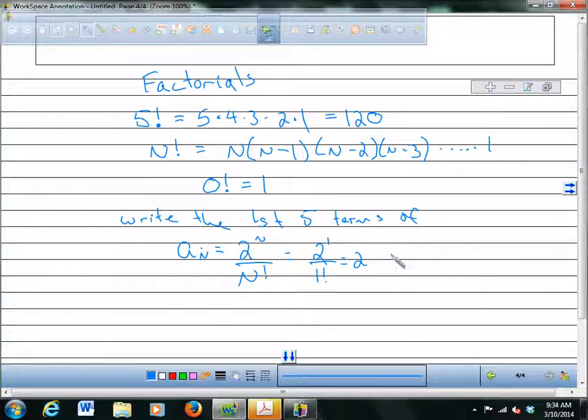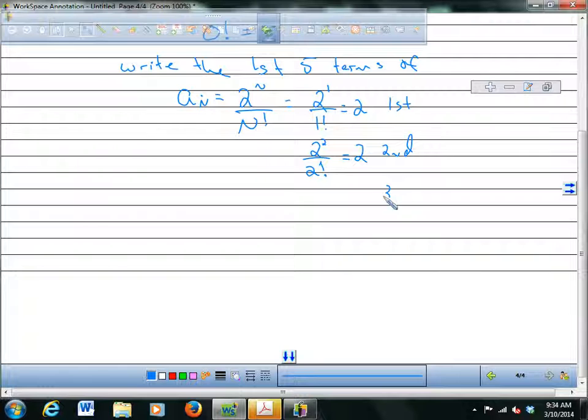The second term would be 2 to the 2 over 2 factorial, which is also equal to 2. Do you guys see that? 4 over 2. So that's the second term, but it's not always equal to 2. Because after that, the third term is 2 to the third over 3 factorial. What's 2 to the third? What's 3 factorial? 3 times 2 times 1, which is 6. So this comes out to be 4/3.